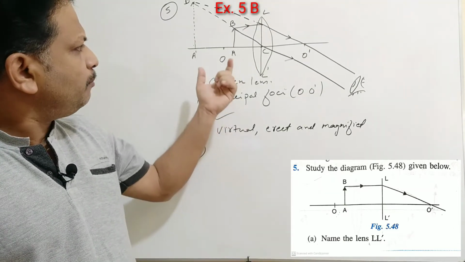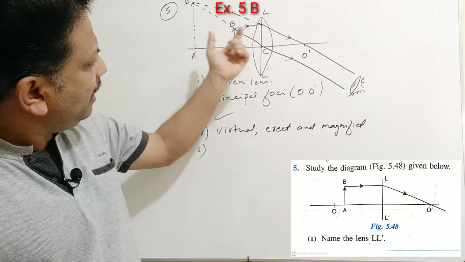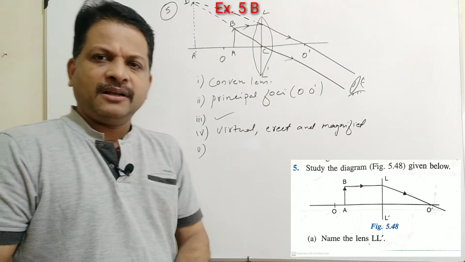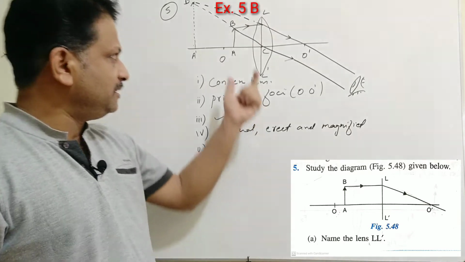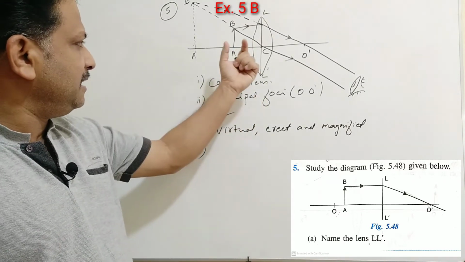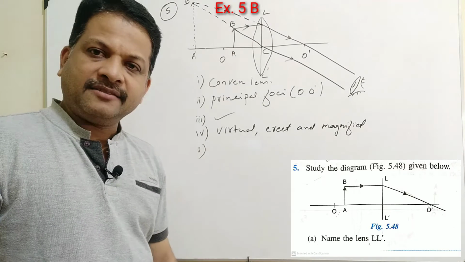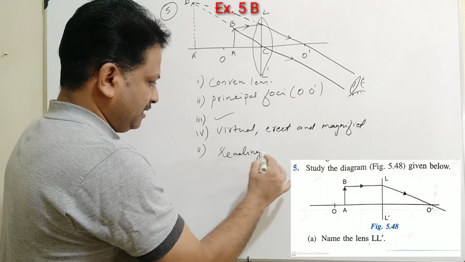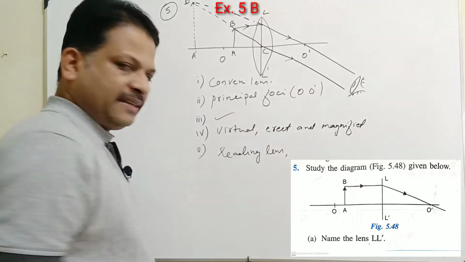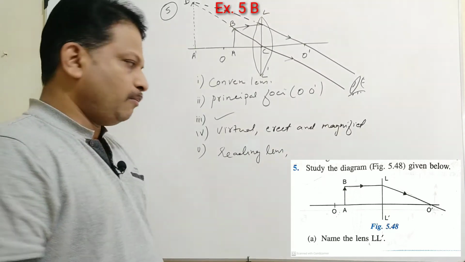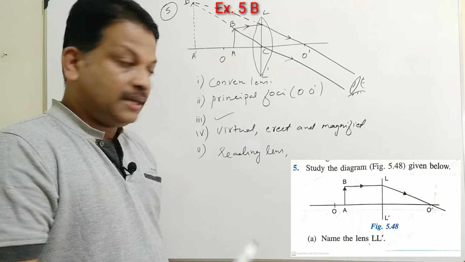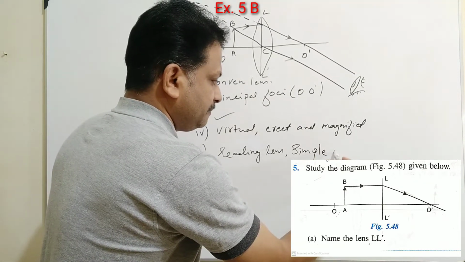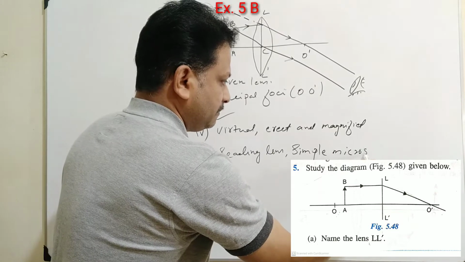Where you can find the action of this type of lenses? We have studied in our previous classes, right? So this type of lenses in this manner is used in case of reading lens. It is used as a reading lens or a magnifying glass or a simple microscope. Remember, this is the action of a simple microscope.